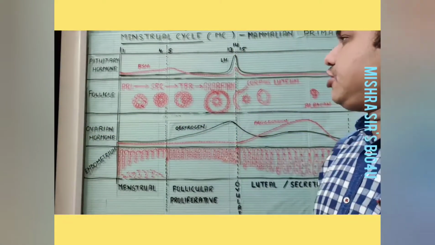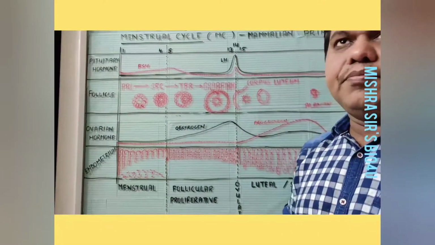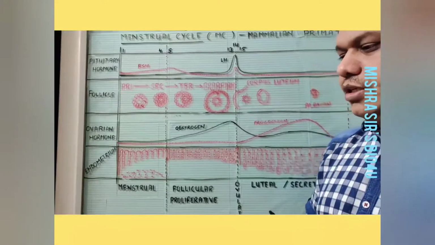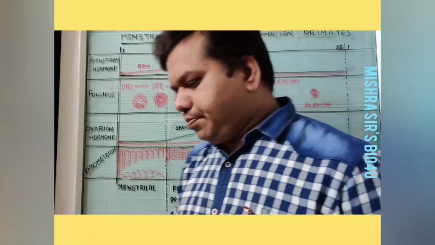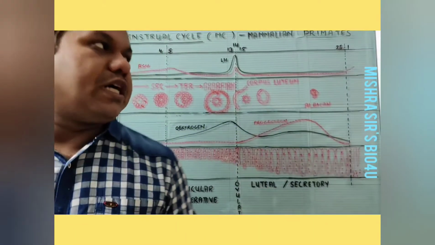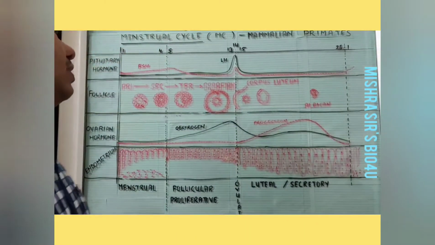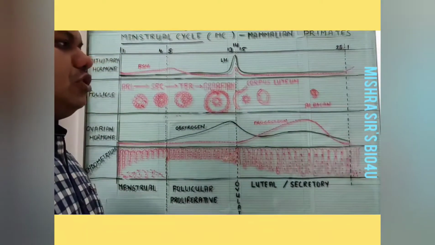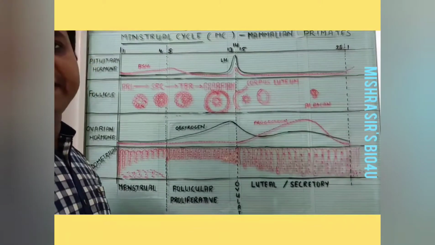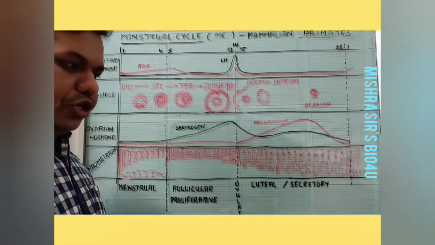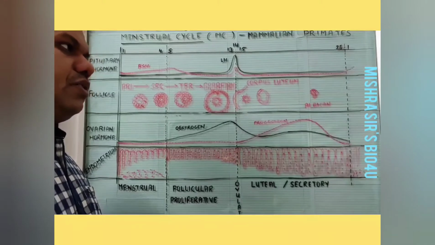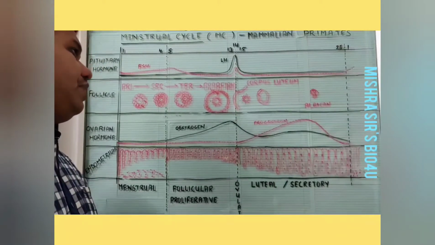Now, the first question arises: what is the menstrual cycle? I can define the menstrual cycle as the periodic discharge of blood through the vagina of a non-pregnant female.